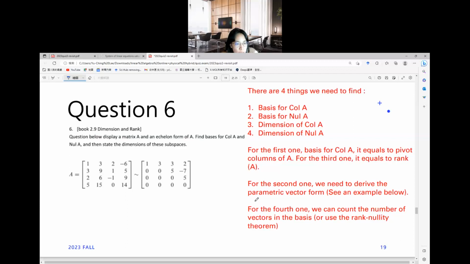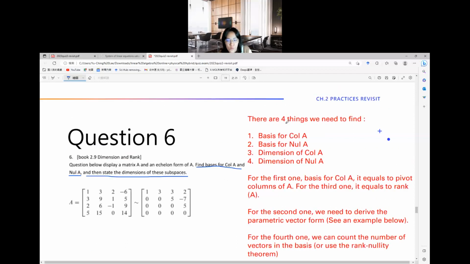For question 6, now we have an A matrix, and this A matrix echelon form is given to us. Find basis for column space of A and null space of A, and then state the dimensions of these subspaces. So before we start, we need to clarify these questions. There are 4 things that we need to find.